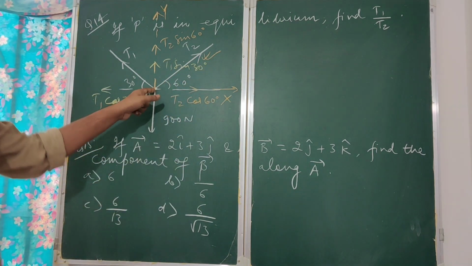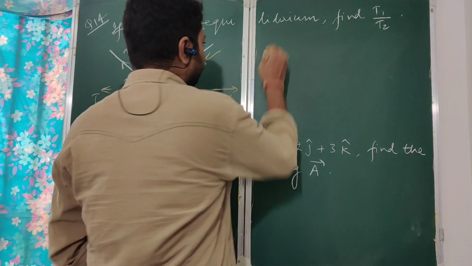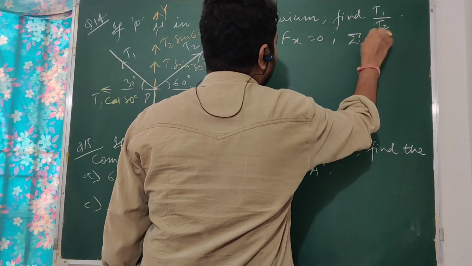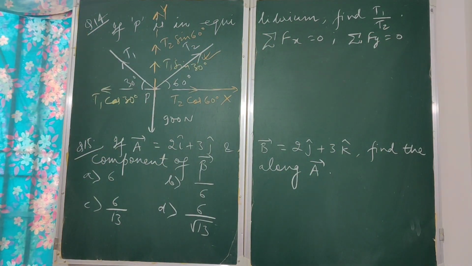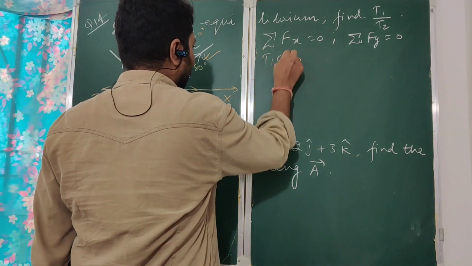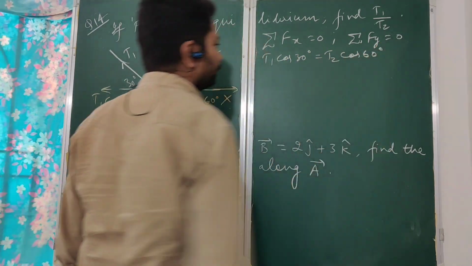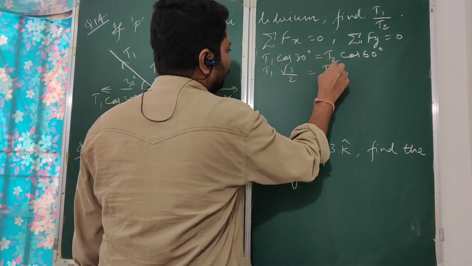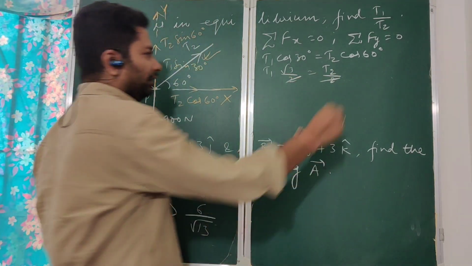So if this point P is in equilibrium, then the net force in horizontal direction should be 0 and net force in vertical direction, which is summation of Fy, should also be equal to 0. So you can see here at point P, T1 cos 30 degrees must be equal to T2 cos 60 degrees, right? So how much is this? T1 cos 30 is root 3 by 2, T2 by 2. So T2 is equal to T1 root 3. So that is one of the equations.